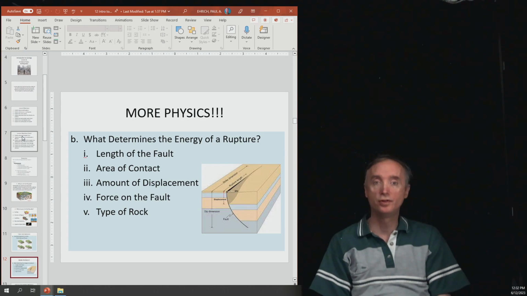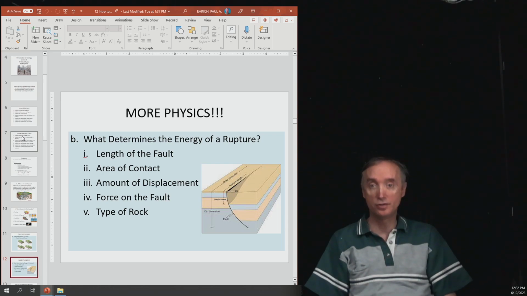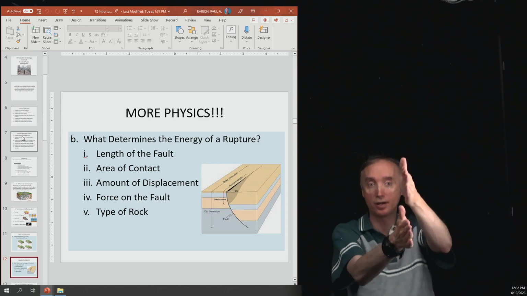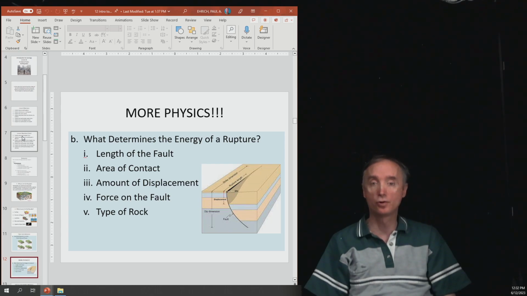So what is going to determine the energy of an earthquake when it does happen? It depends on the length of the fault, and it depends on the area of contact between the two surfaces. It is going to be determined by how much displacement occurs. Did the rocks break a big amount, or did they break just a little bit? It also is going to depend on how much force was being applied to the fault and the kinds of rocks that eventually broke.